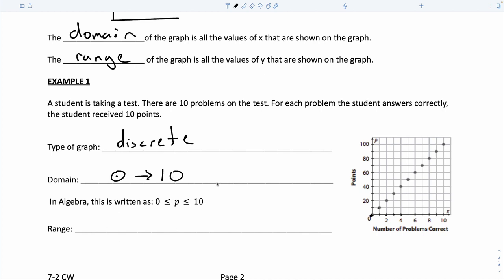In algebra, you're going to write it like this. They already wrote it for you, but I want you to write it on the line. They put a P here for points or problems, actually. You could put a P or an X. So the problems have to be more than or equal to 0. You either finished 0 problems or more, and it has to be less than or equal to 10. You either finished all 10 or less than 10. That is your domain.